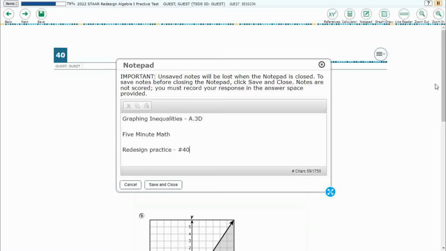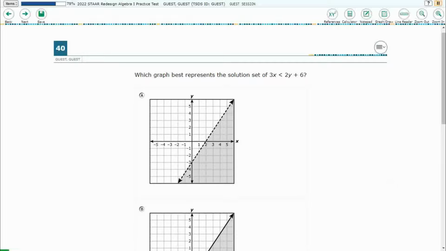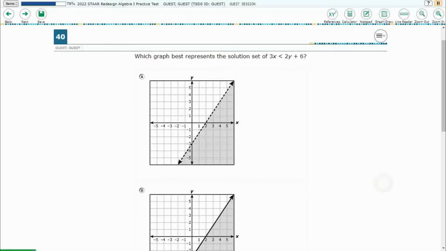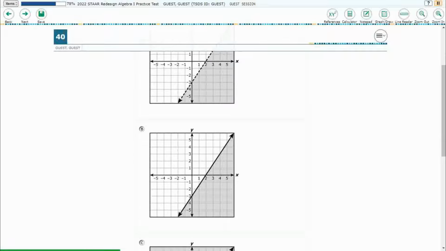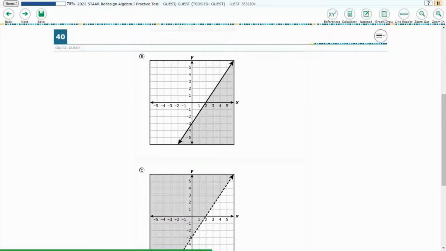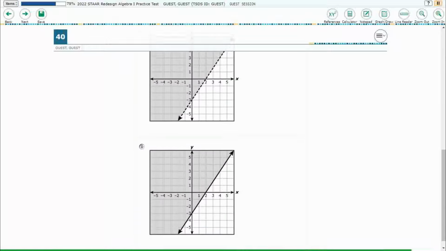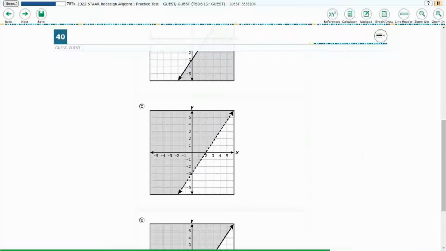Today we are looking at the Algebra 1 concept of graphing inequalities. This is standard A.3D in the great state of Texas, and we are using item number 40 of the Redesign Practice Online STAAR test. If you haven't done so already, please go ahead and take a moment to pause the video, work this problem out on your own, unpause it, and we will look at our answers together.